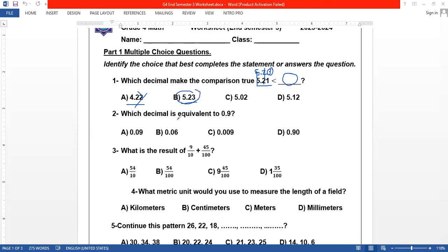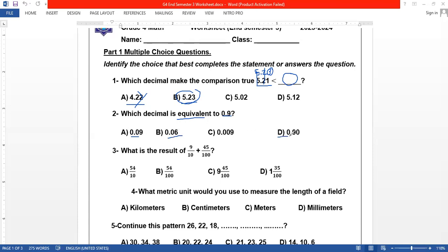Which decimal is equivalent to 0.9? Of course, as you know, we can add zeros or we can delete zeros. 0.9, now let's compare to this. 0.09. So this is not equal. This, of course, is not equal because this is 0.06.